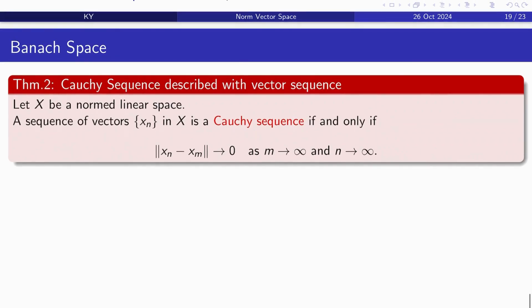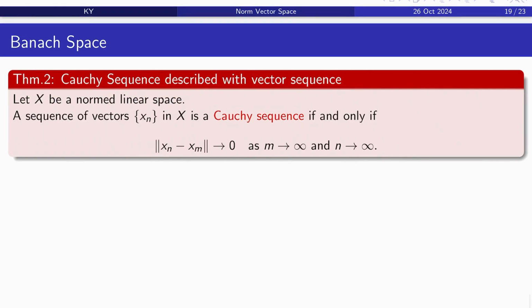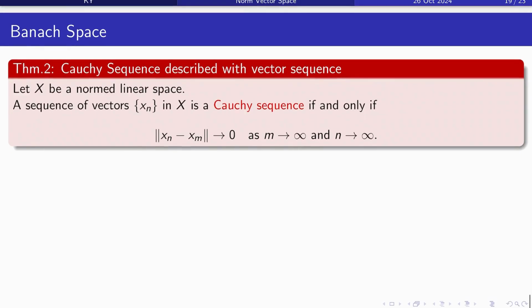So let's go through this theorem. What this theorem is basically telling you is that you can use Cauchy sequences to describe using vectors. So I'll just read the theorem. Let X be a normed space. A sequence of vectors in X is a Cauchy sequence if and only if the norm of the difference xn minus xm converges to 0 as m and n go to infinity.